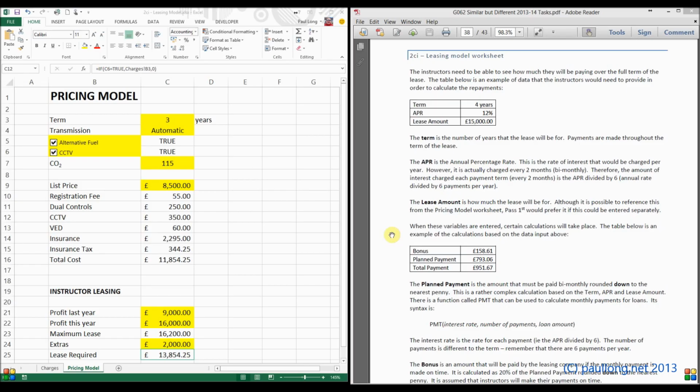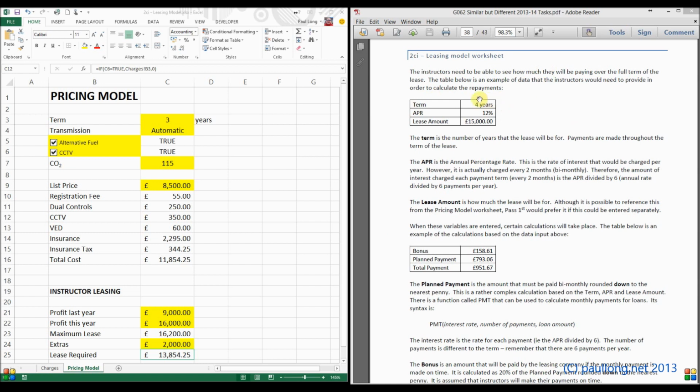This is task 2C part 1, where you're asked to create a leasing model worksheet. Before we start this, we need to look at the question. So let's have a look on the right hand side. The instructors need to be able to see how much they'll be paying over the full term of the lease. And we've got an example of data that they would have to input.